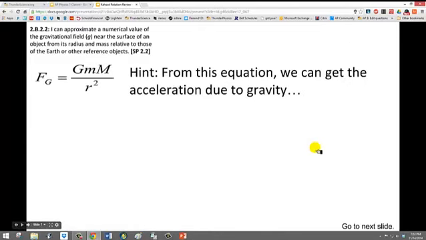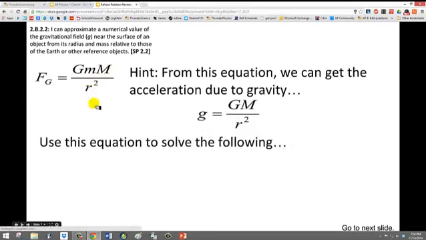Okay, in this particular problem, we're going to look at this relationship here. If you look on your equation sheet, this equation is towards the bottom. It's the universal gravitational force. It tells us that the force between any 2 objects is the universal gravitational constant multiplied by the mass of each planet and divided by the distance between them squared.